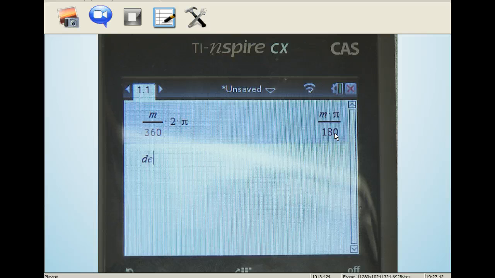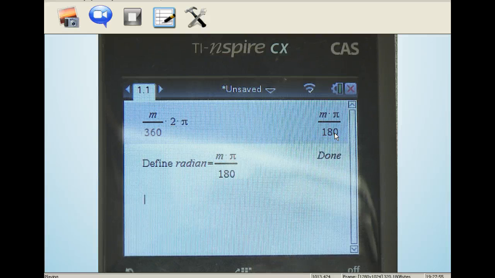So now, let's define our radian as being equal to that. Okay, and you see where that came from. We're taking the measure of the angle over 360, multiplying by 2 pi, and then that would give us a radian measure, right? And we would just multiply it by whatever the radius is, and we'd get the length of the arc.